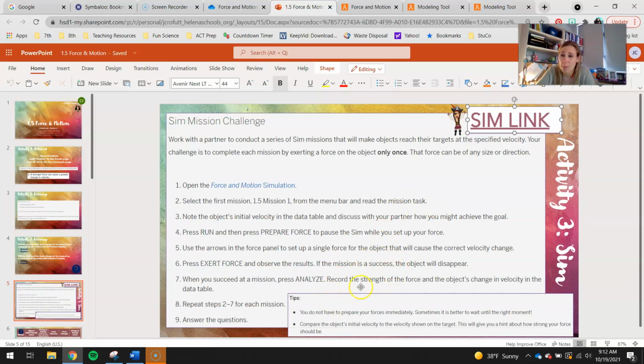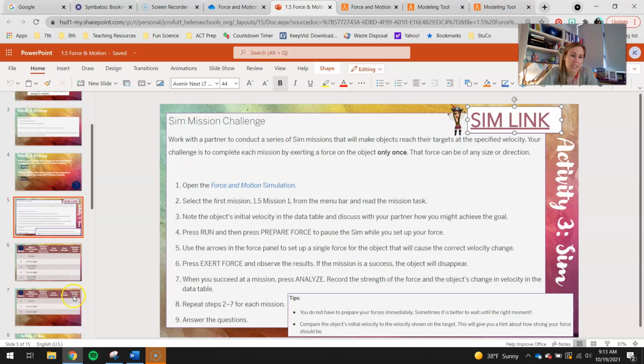And we're going to use some number lines. If you guys are struggling figuring out how many times you need to click your force to see how big your force should be to prepare, I'm going to show you a little trick with number lines to help you figure that out. The last tip I would like to add is that you need to remember that if the object's moving to the left, you're going to see a negative velocity. If it's moving to the right, you're going to see a positive velocity. So keep that in mind because you will see that in these sim missions.